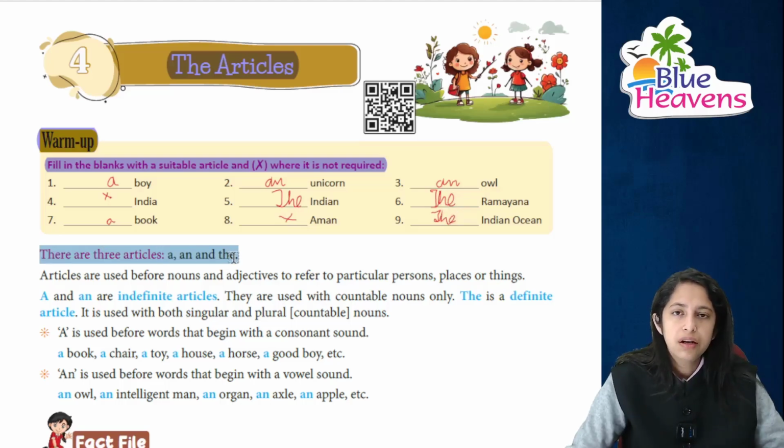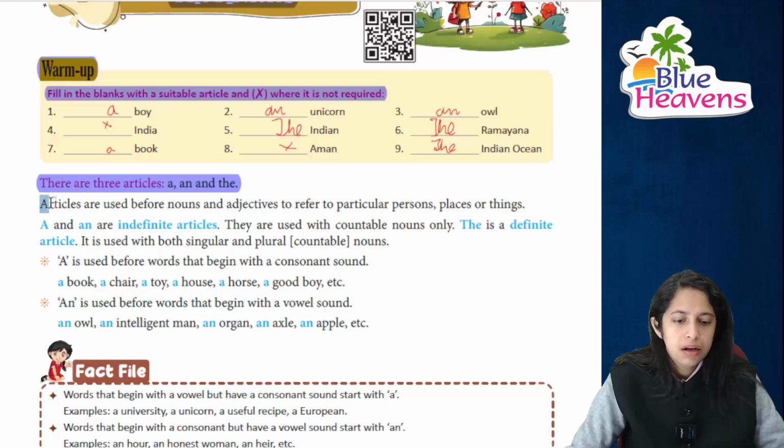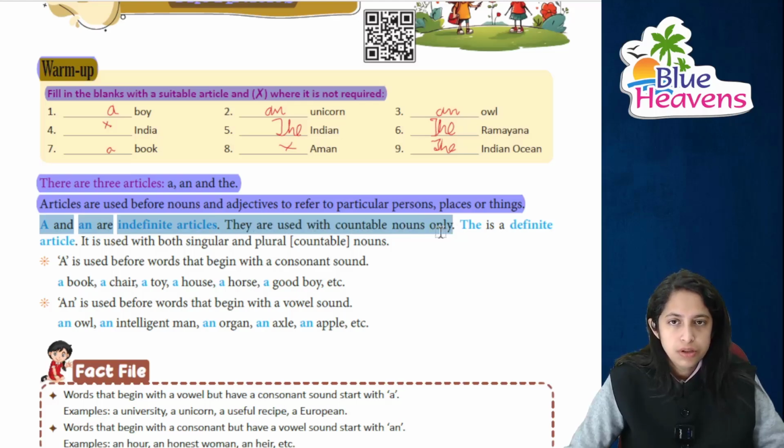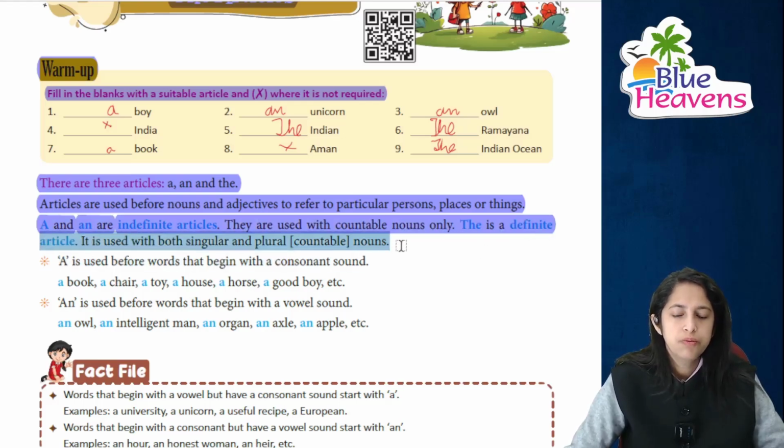So there are three articles: a, an, and the. Articles are used before nouns and adjectives in order to refer to a particular person, place, or thing. A and an हमारे indefinite articles होते हैं. They are used with the countable nouns के साथ use होते हैं सिर्फ. And the is the definite article and it is used with both singular as well as plural countable nouns.